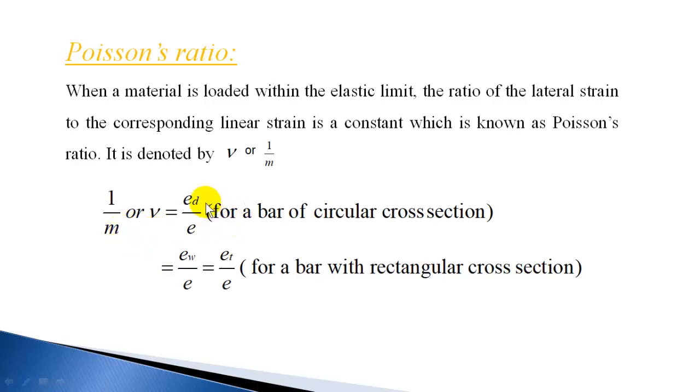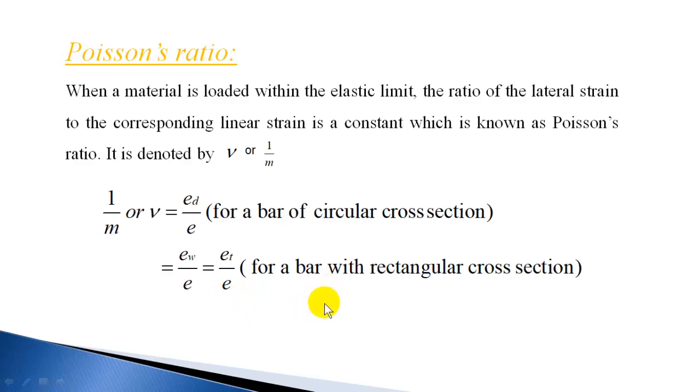So for circular cross section it is ED by E. ED is the strain in diameter divided by linear strain. So this is ED is delta D by D and E is delta L by L. For a rectangular cross section you can take strain in width. Lateral strain is strain in width divided by linear strain, that is delta L by L. It's also equal to strain in thickness divided by linear strain. So strain in thickness means delta T by T and E is delta L by L.